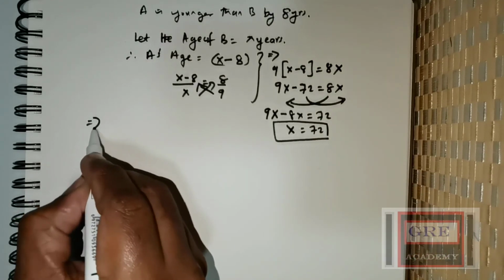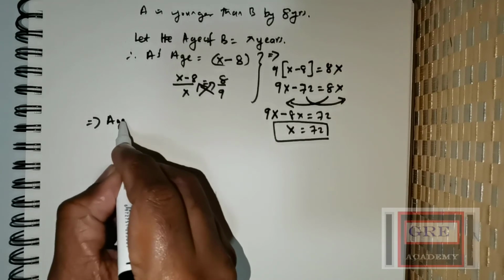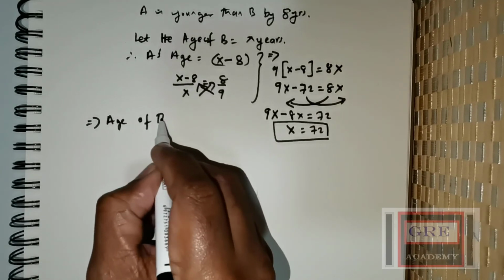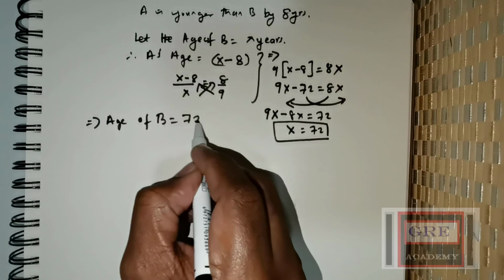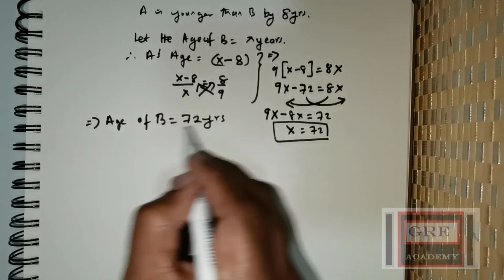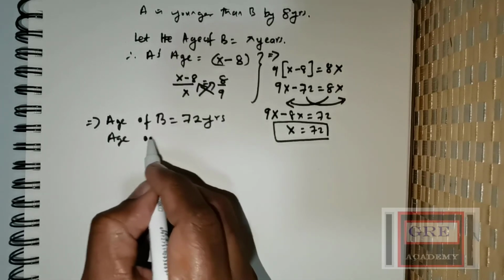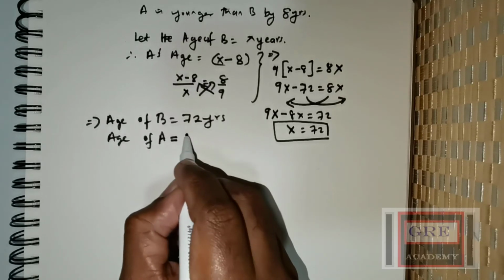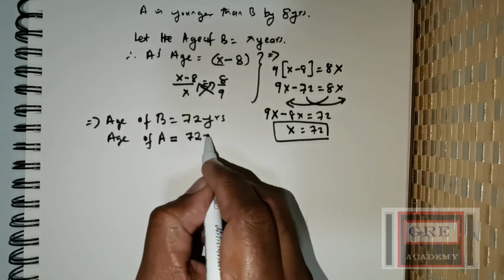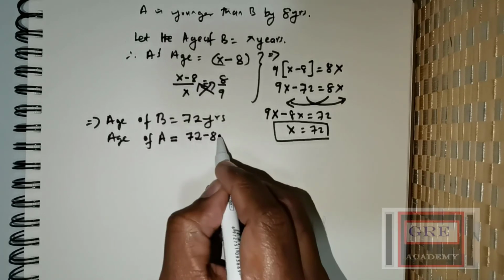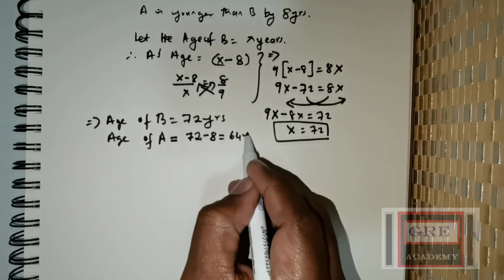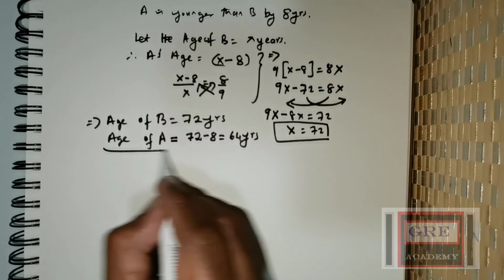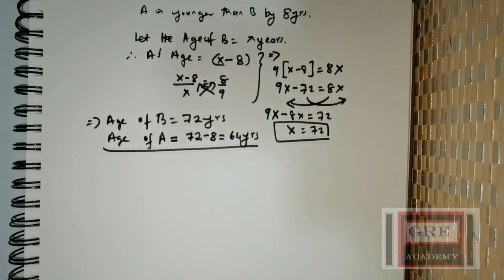So this means the age of B is 72 years and the age of A is 72 minus 8. That is going to be 64 years. So this completes the solution for this question.